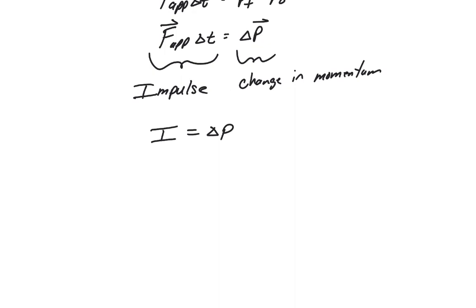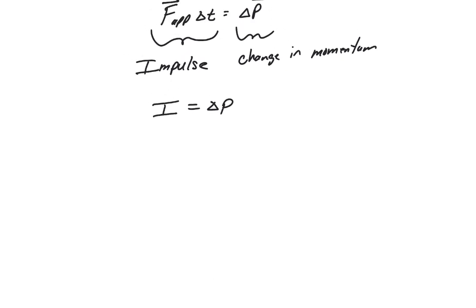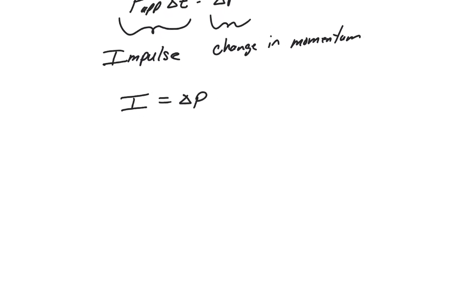We can use this equation as long as the force is constant. Now, if the force isn't constant, we can't use our impulse equation, right? Because we said that impulse is the force times the change in time. But if the force isn't constant, we can't use that. We can, however, look at a graph.